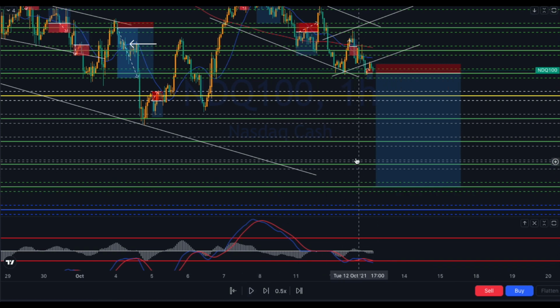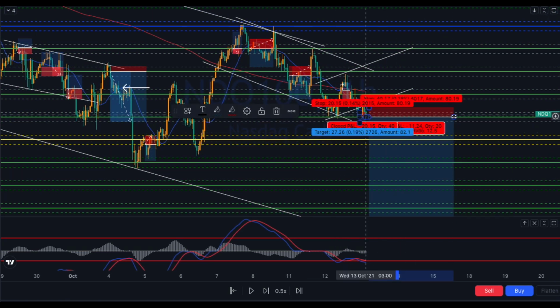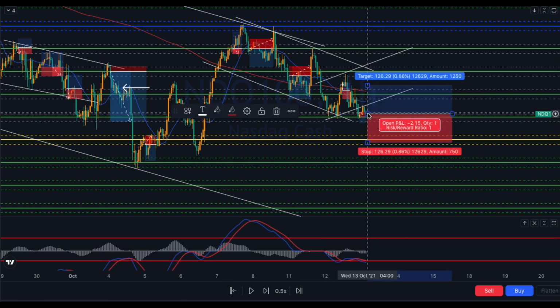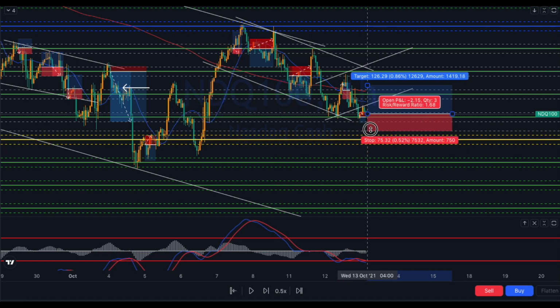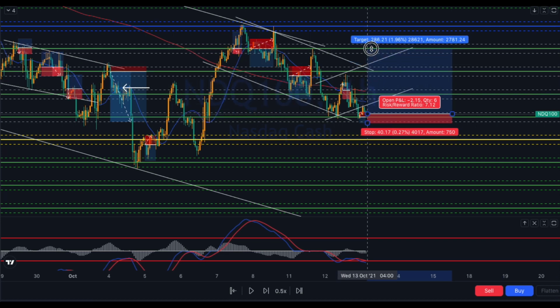Actually, wait. I am about to make a mistake. I've just noticed it. Stop. No, we don't want to do that at all. As a matter of fact, we want to put in a buy. That's what we want to do. Right here, with a 40 pip stop. And we're going to target this location up here.